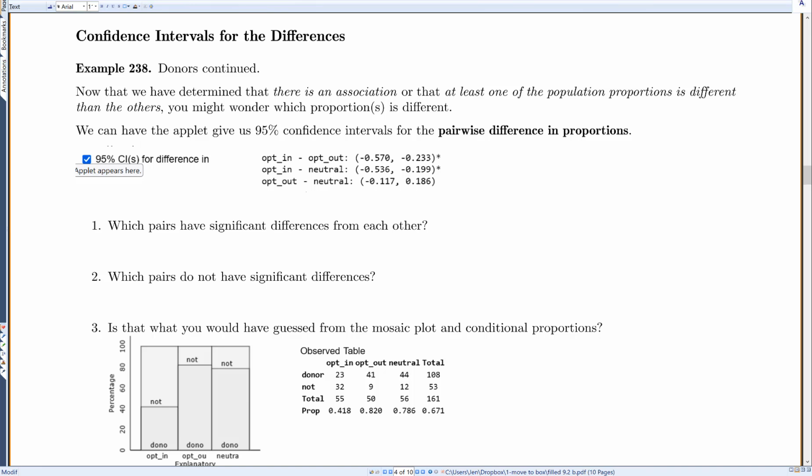Now, pretend you're back in chapter 6 again. When we looked at two groups and we wanted to see if they were significantly different, we just asked, is 0 in the interval? So in this case, if we want to know if they have significant differences, we want ones where 0 is not in the interval. Looking for ones where 0 is not in the interval, that would be opt-in versus opt-out. So those are significantly different. And also opt-in versus neutral.